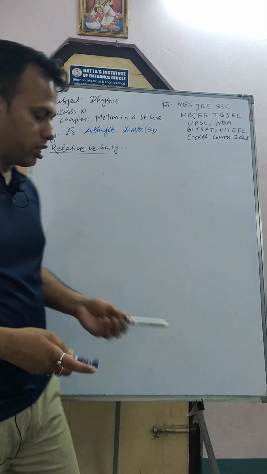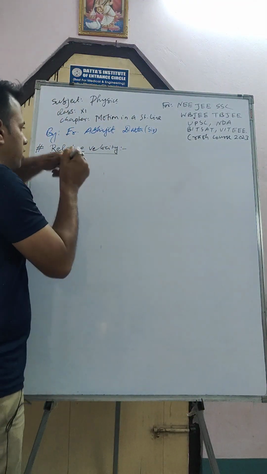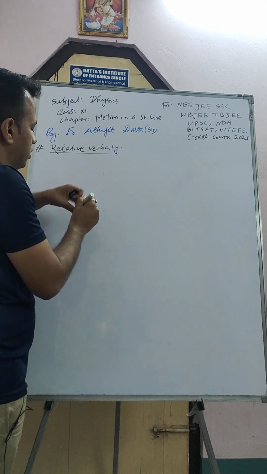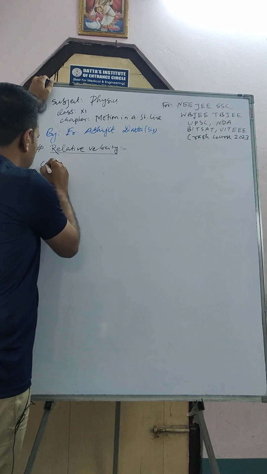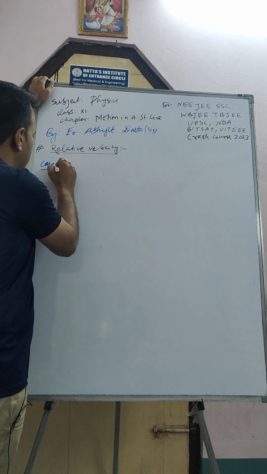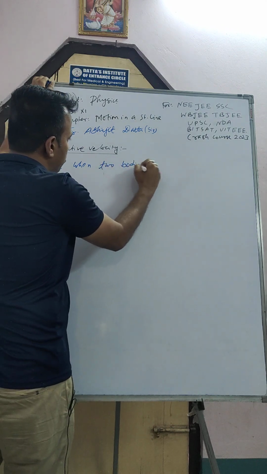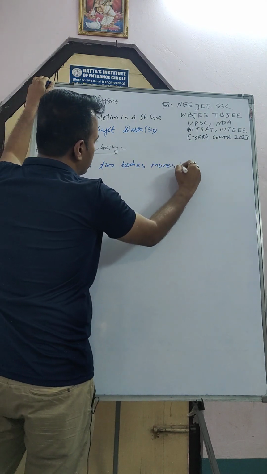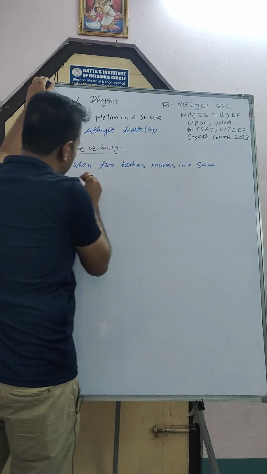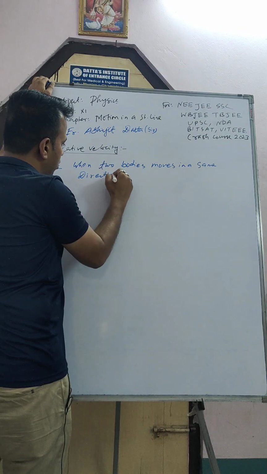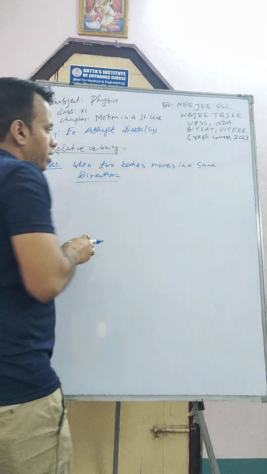There are three cases in relative velocity. In the first case, when two objects are moving in the same straight line in the same direction. Case number one, when two bodies move in the same direction, what will be the relative velocity of one with respect to the other?